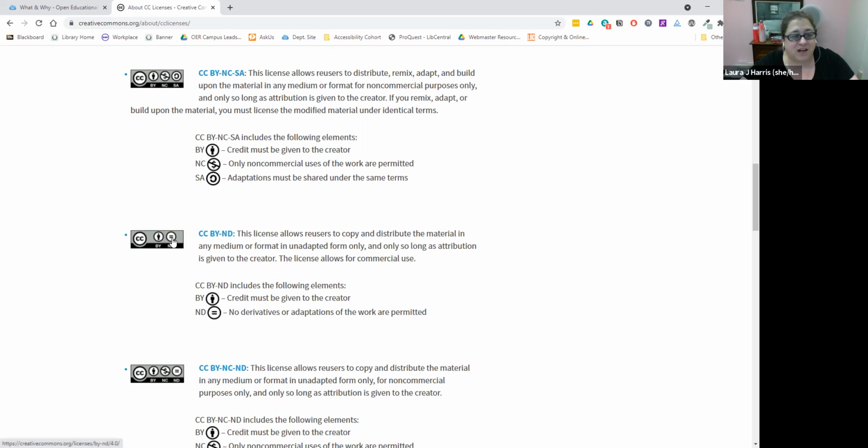The equal sign is for non-derivative. And basically that means you can distribute it, make as many copies as you'd like. You do have to give attribution, of course, and you cannot make any changes. Now, there is an exception to this, and that is changing it to another format.